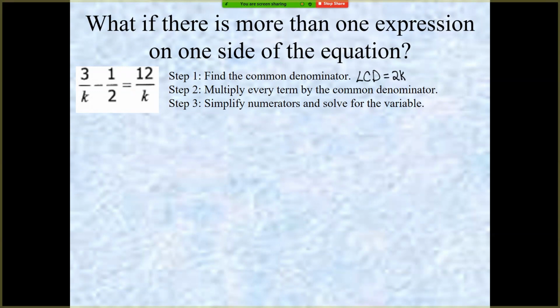And then I'm going to multiply every single term by the common denominator. I'm just multiplying the tops. So we're not multiplying the bottoms, just the top. So we're going to multiply this by 2k, this by 2k, and this by 2k. When we do that, something should cancel on every single term. So when I look at the first term, I have 3 times 2k divided by k. Well, when I multiply the top by k and the bottom by k, the k's cancel, and that leaves me with 3 times 2, which is just 6.